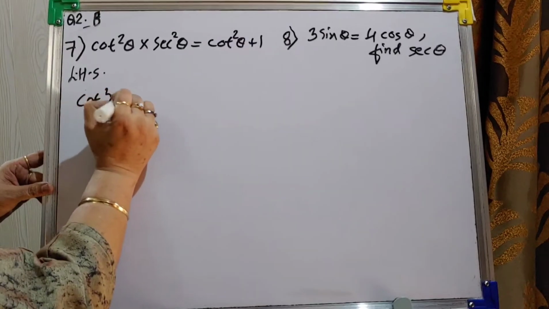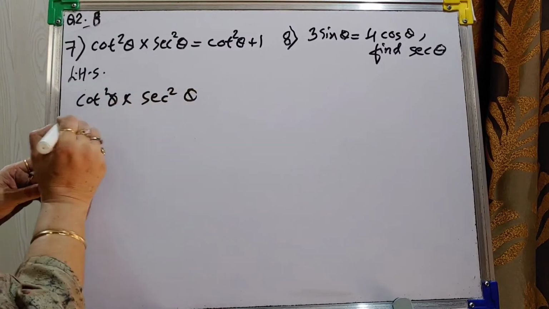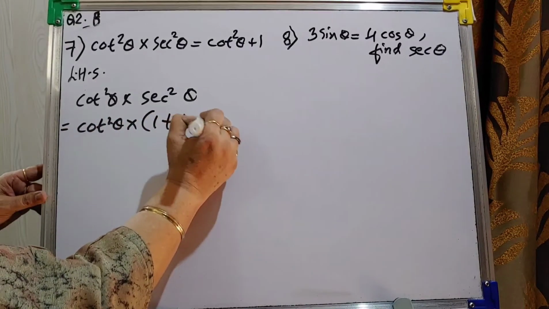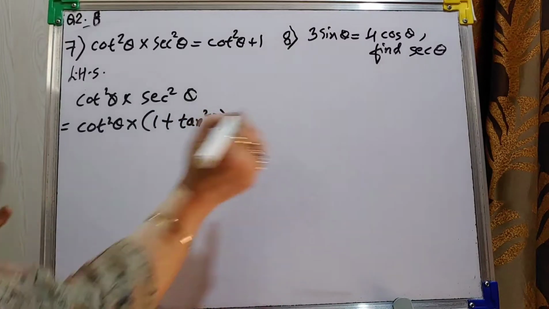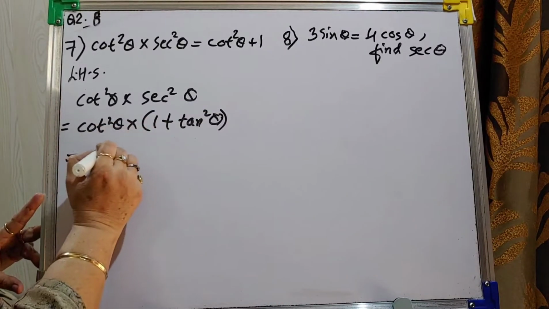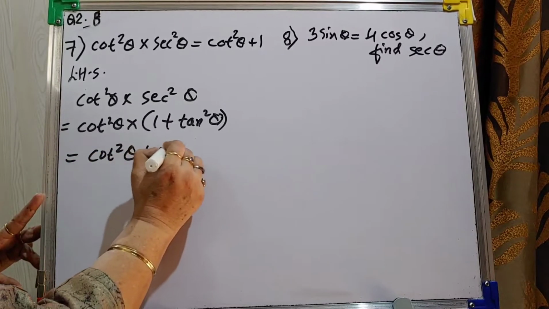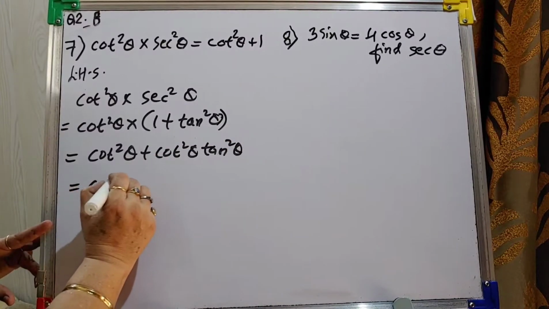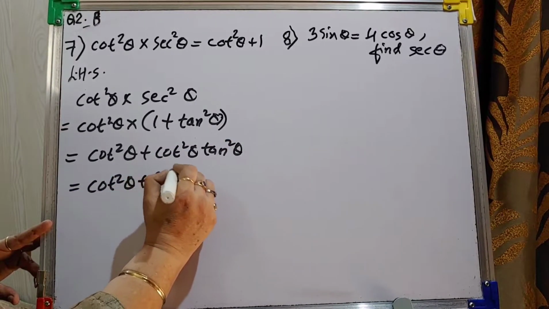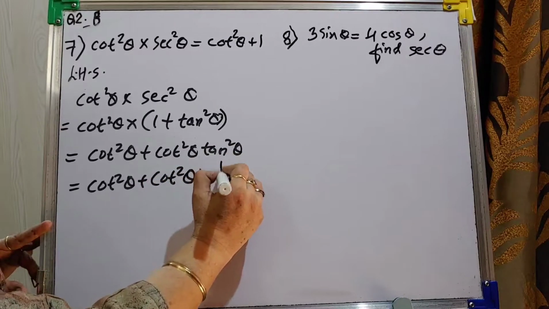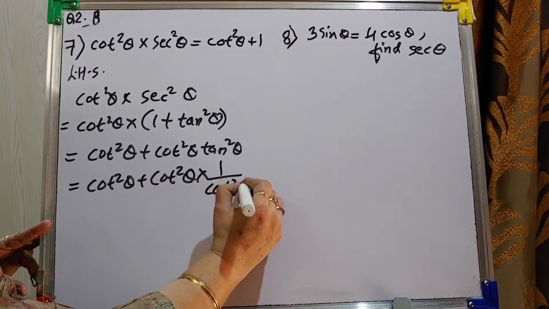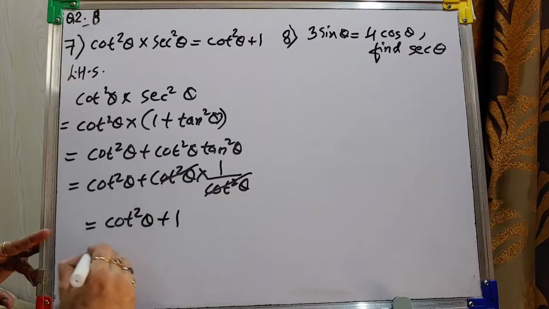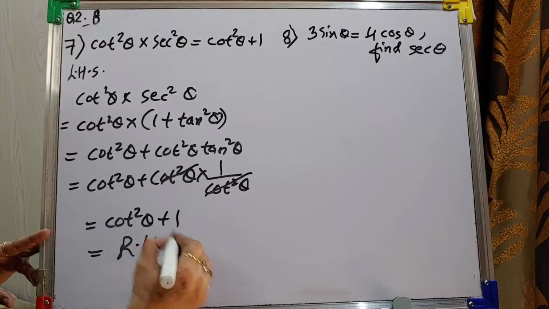It is my cot square theta into sec square theta. Instead of sec square theta, I can write 1 plus tan square theta, since you know you can write. Now, multiply cot square theta with both. So you will get this. Okay. Now, I am keeping this cot square theta as it is. This cot square theta also as it is. Instead of tan square theta, I can write 1 by cot square theta. Both will get cancelled. So I will get cot square theta plus 1, which is only our right hand side.